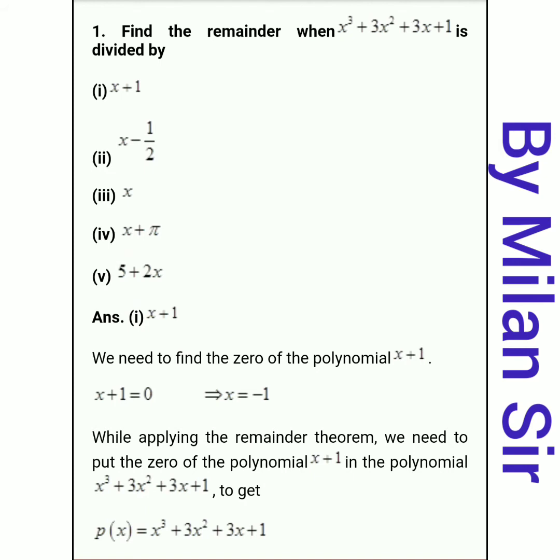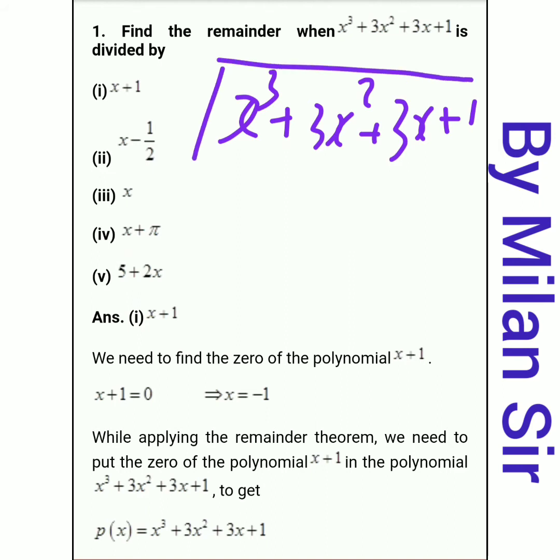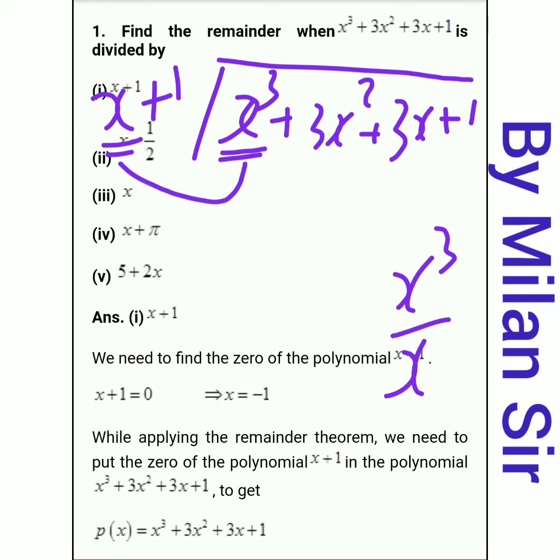So first of all, the division method. You need to do the division process. Here we have x cube plus 3x square plus 3x plus 1 divided by x plus 1. We need to make our first term the same. Here it is x cube and here it is x, so just divide x cube by x.